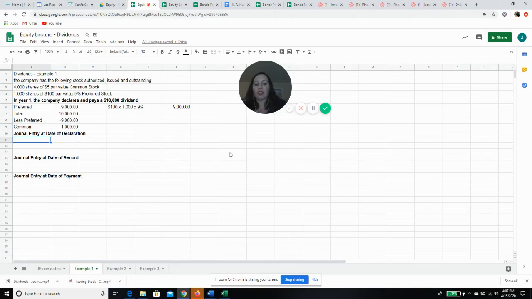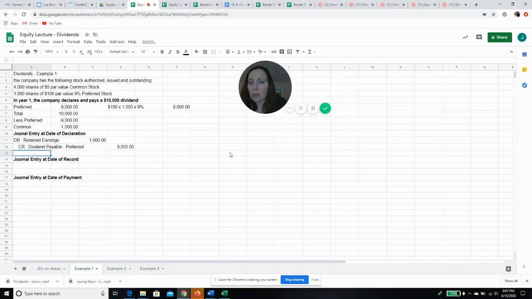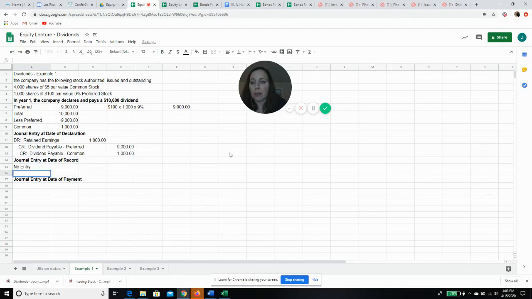On the date of declaration, I'm going to debit retained earnings for $10,000, the whole amount of the dividend. Then I'm going to credit dividend payable preferred $9,000, and I'm going to credit dividend payable common for $1,000. At the date of record, remember there is no entry.